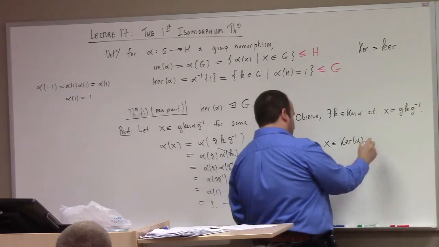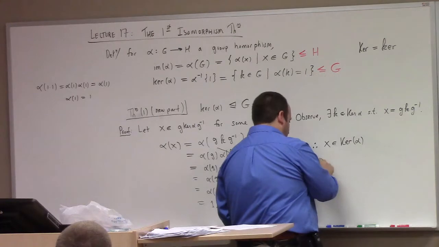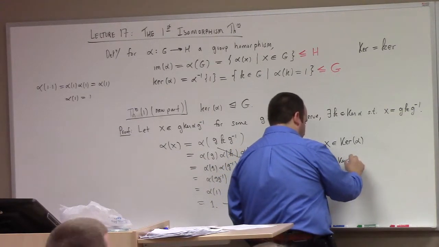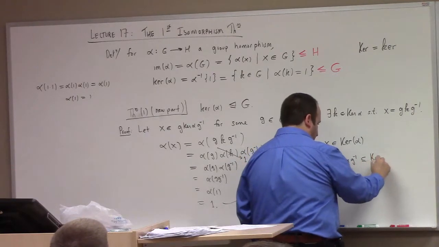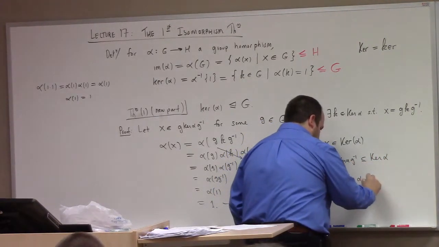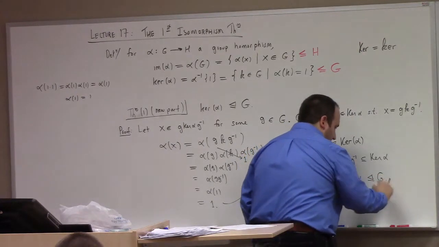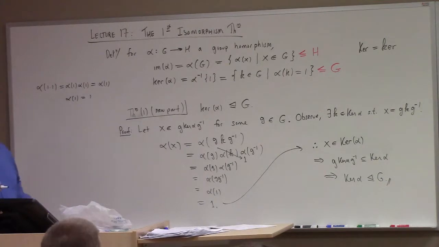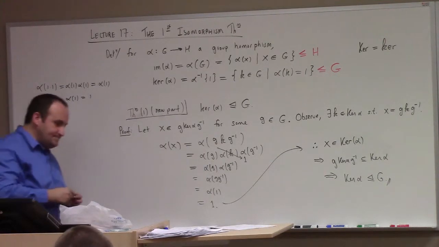Let's see here. So this shows that g kernel alpha g inverse is a subset of kernel alpha, which tells me that kernel alpha is a normal subgroup of G, as little g was arbitrary, right? That shows that the kernel is a normal subgroup.